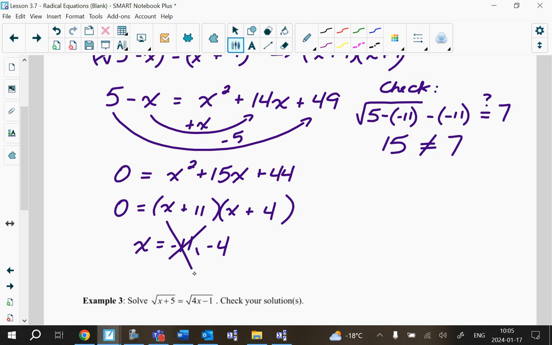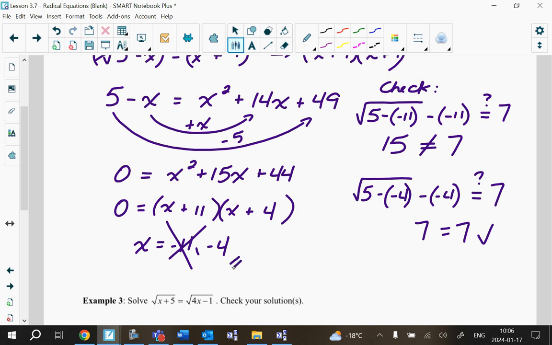Negative 4 may not work either. We don't know. This is why we've got to check it. So 5, subtract negative 4, and then you take the square root. Subtract negative 4. Does that equal 7? Well, what's 5 subtract negative 4? 9. The square root is 3, plus 4 is 7. Yeah, that one works. Good job, guys. So negative 11 is what we call an extraneous root.